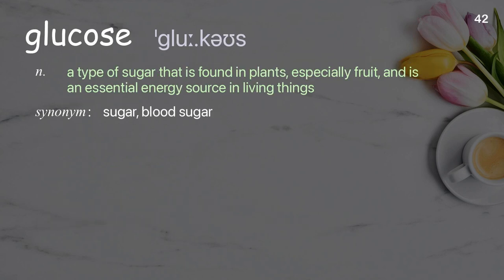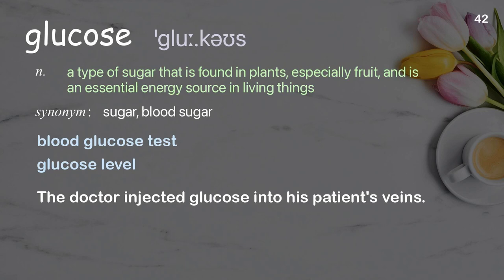Glucose. A type of sugar that is found in plants, especially fruit, and is an essential energy source in living things. Examples. Blood glucose test. Glucose level. The doctor injected glucose into his patient's veins.